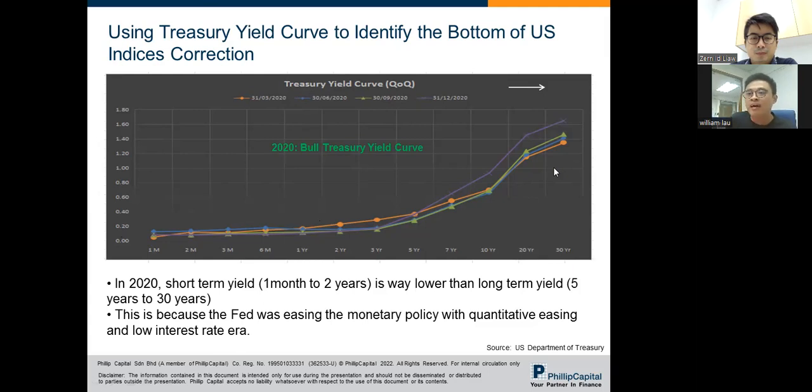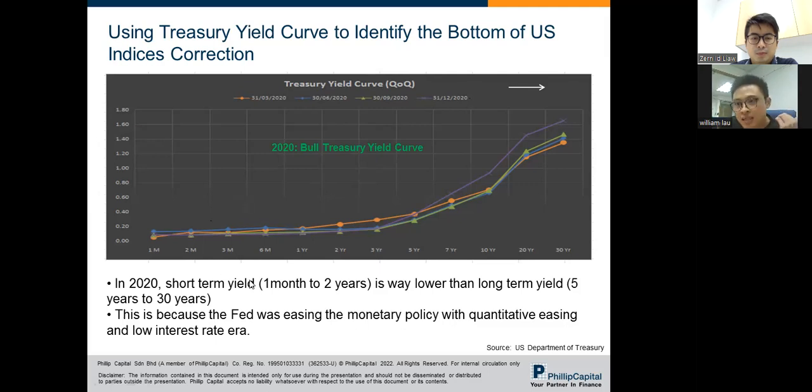This is a very healthy economic, monetary policy. Because you put your money in the bank for short term, it's definitely going to get lower interest. This is totally healthy. So when the Federal Reserve tries to ease the monetary policy, right? Pump money into the market and stuff, the whole thing becomes healthy, which leads to a bullish market.